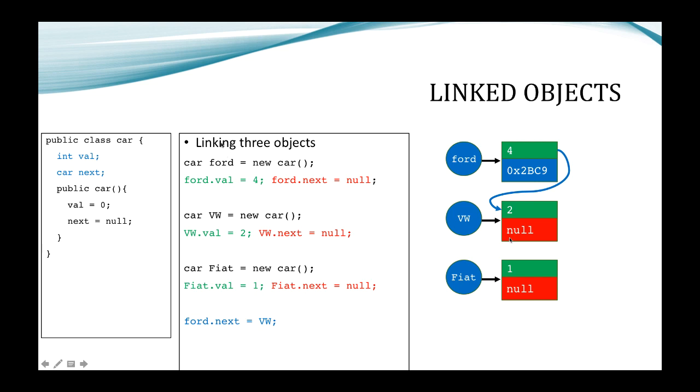Let's do the same for VW.next connecting the Fiat object. So all I have to say is VW.next equals Fiat, and that connects this next, which is within the VW object, to the Fiat. I'm sure you can see or visualize the chain now.